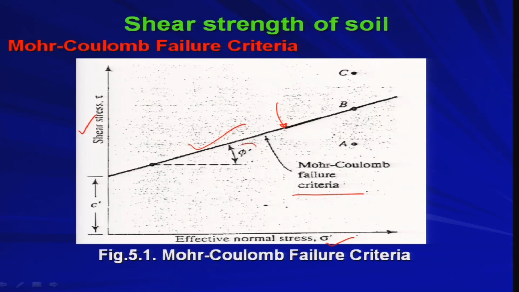Here phi prime is the angle of inclination of this line and C prime is the intercept on the shear stress axis. So the equation of this line gives you the Mohr-Coulomb failure criteria. If you touch this line, basically you are getting failure. If you are on this line, you are getting failure. So tau f, that is the y axis, is equal to C prime plus sigma prime tan phi prime. This is the equation of this straight line, and that is nothing but your Mohr-Coulomb failure criteria.